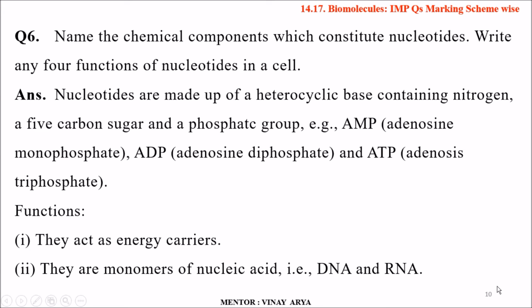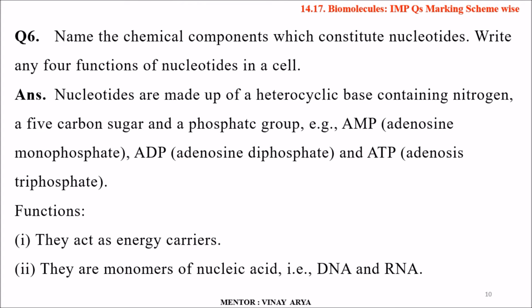Question number 6. Name the chemical components which constitute nucleotides. Write any 4 functions of nucleotides in a cell. Nucleotides are made up of a heterocyclic base containing nitrogen, a 5 carbon sugar and a phosphate unit or group. AMP, adenosine monophosphate, ADP, adenosine diphosphate and ATP, adenosine triphosphate.